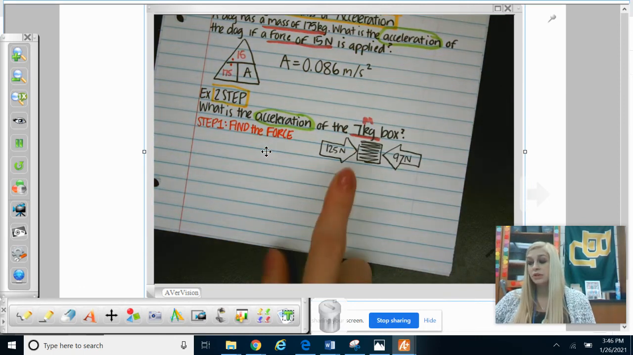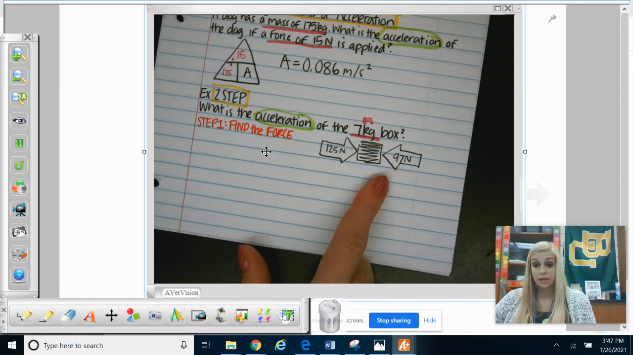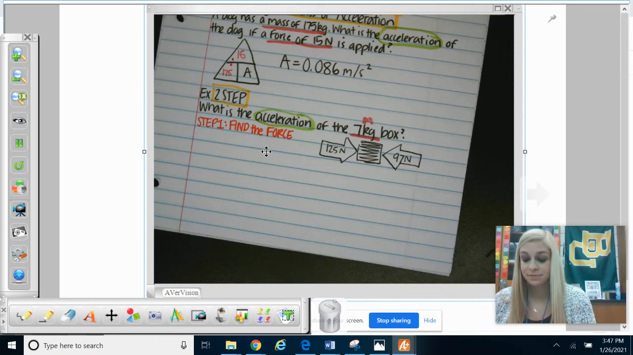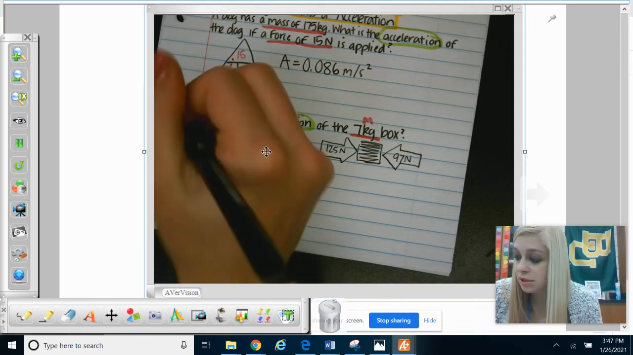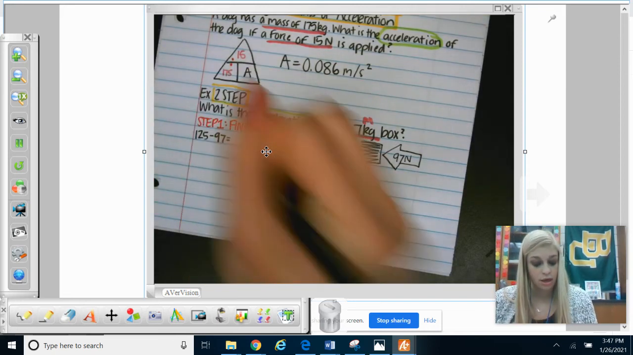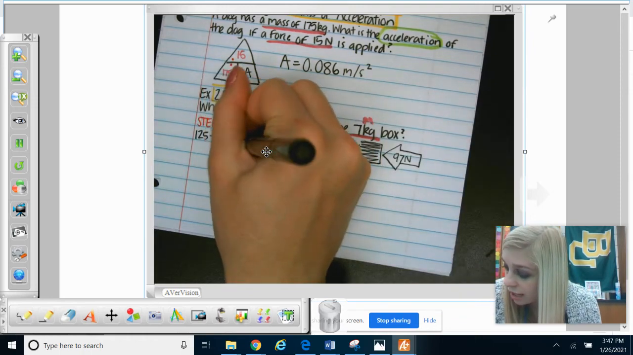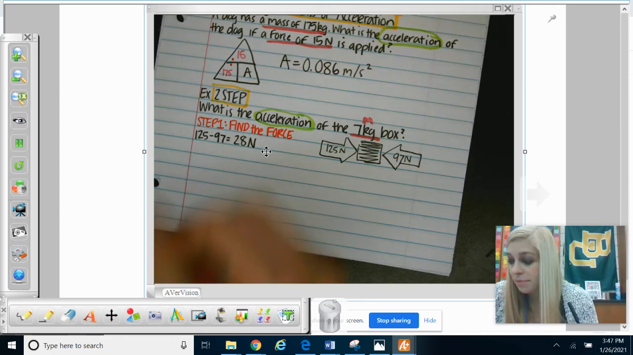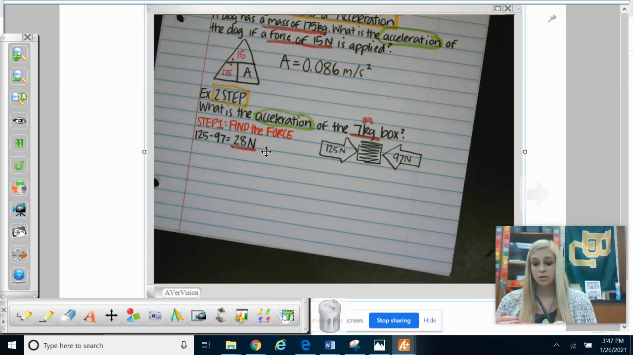How are we going to find the force from this picture? Well, these forces are going opposite directions. So are they working together? No, they are not. They are working against each other. So are we going to add or subtract? We're going to subtract. So 125 minus 97 gives us a force of 28 newtons. Okay, so I'm going to underline that because now we've found our force. You got it. Easy peasy.